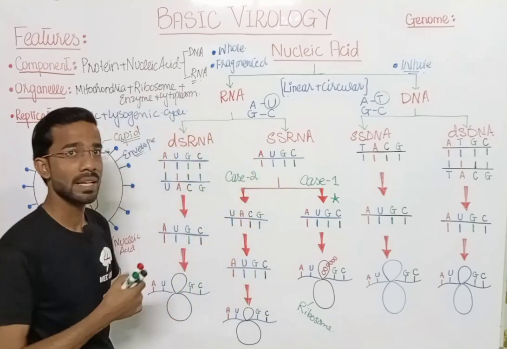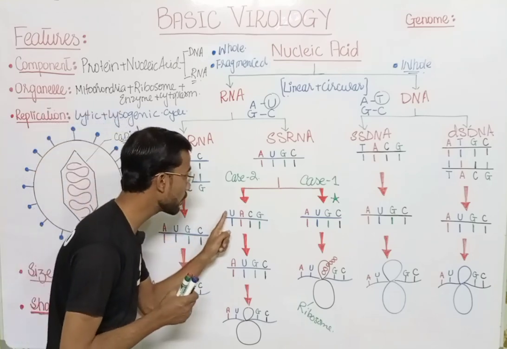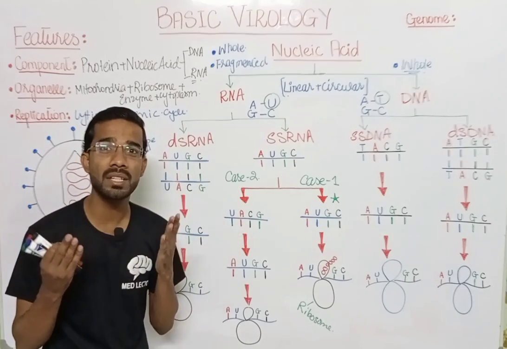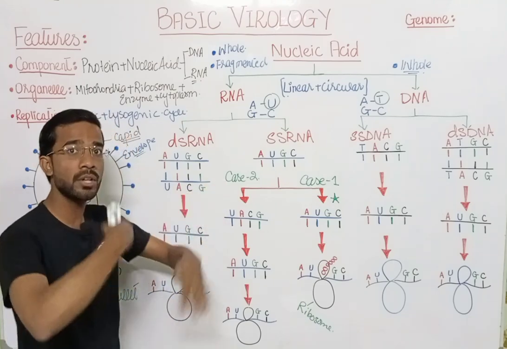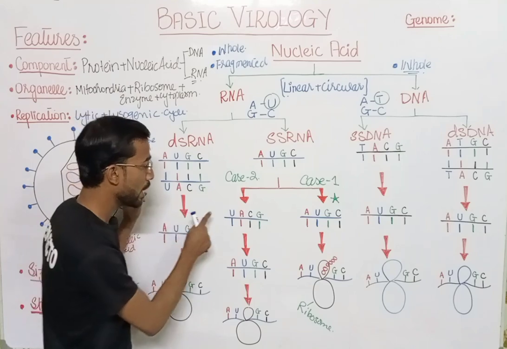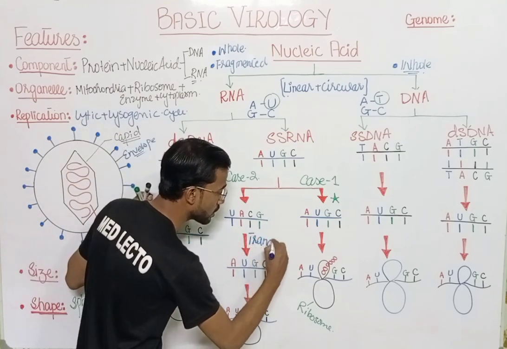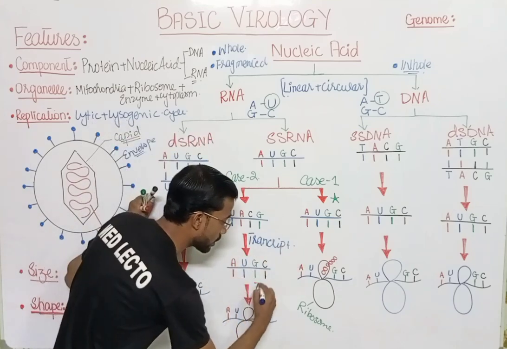Okay. Now, this is the second case. In the second case, if I say there is a virus and that virus contains the sequence UAGC, now this sequence cannot be translated. First of all, this sequence will be converted to the translated form. It will first transcribe, then it will translate.